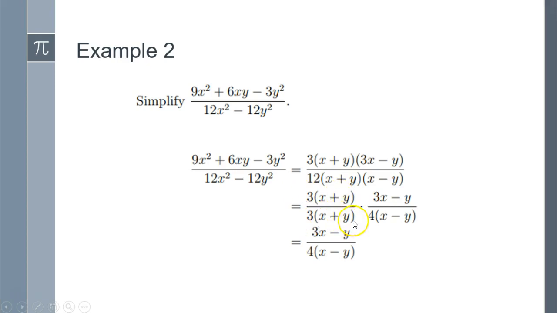Something divided by itself is a 1. Or you can say 3 over 3 is 1. x plus y over x plus y is a 1. So I don't typically write the 1. What I'm left with is this, 3x minus y divided by 4 times the quantity x minus y.